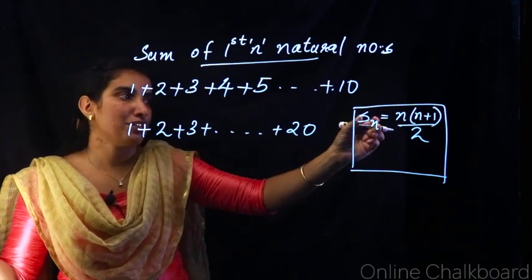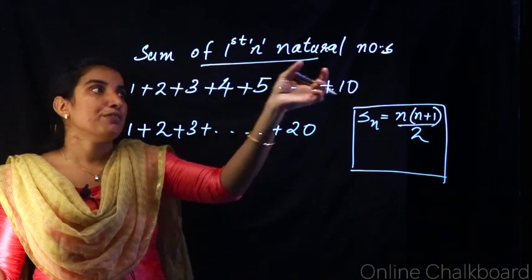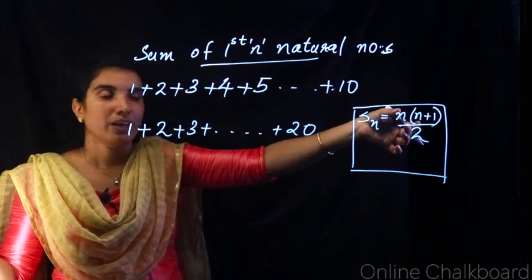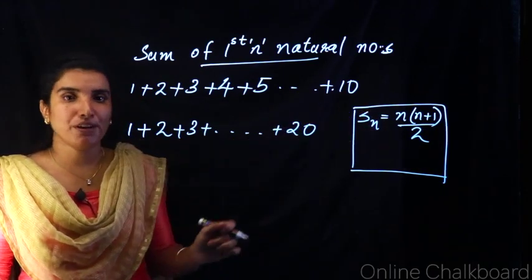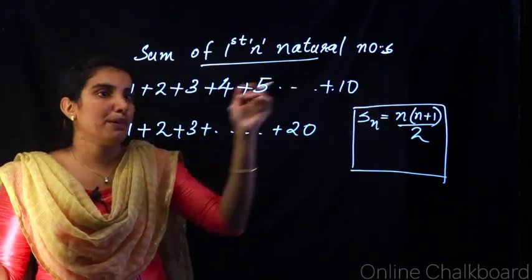Sum of first n natural numbers Sn is equal to n into n plus 1 divided by 2, where n is the number of terms.